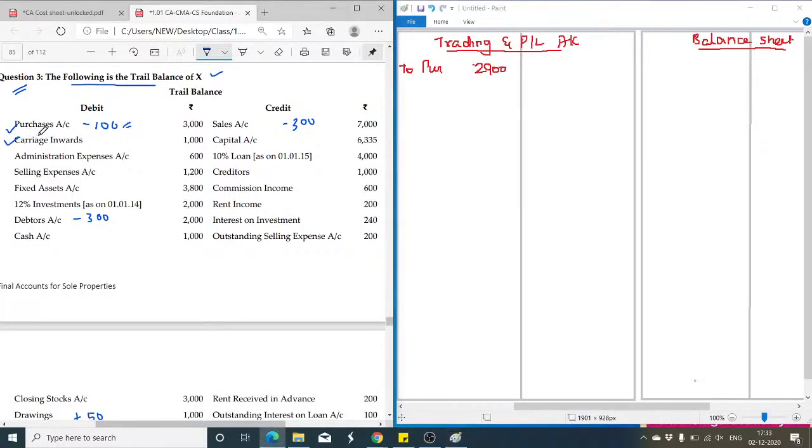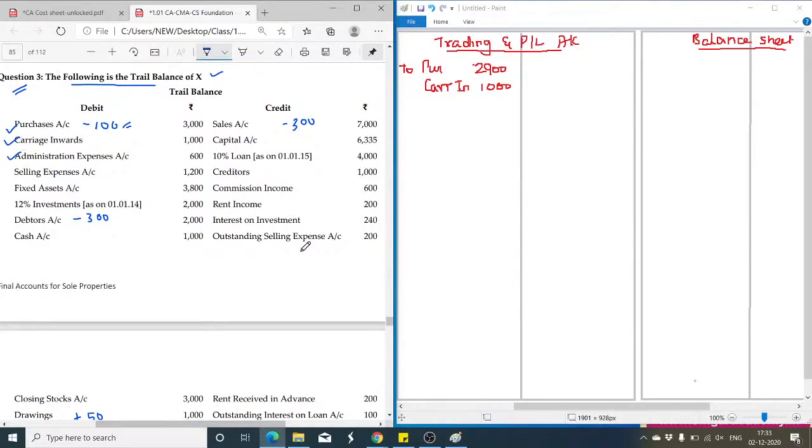Carriage inward, come on, you can text me where it can be posted. Carriage inward, where will it come? Carriage inward will come in the trading account, the value being 1000. Is it okay? Administration, selling and distribution: up to factory, the expenses are debited in the trading account, and the rest of the expenses will go to the P&L account. So admin expenses will go to the P&L account.